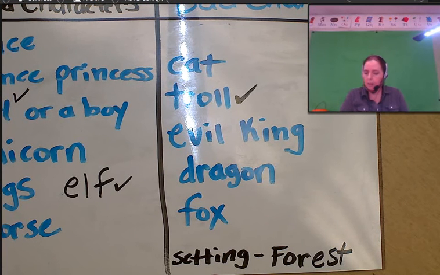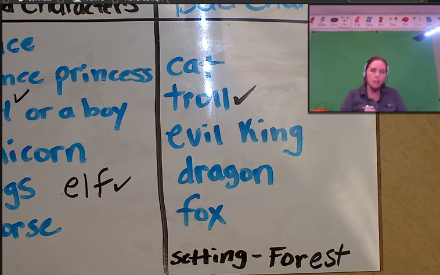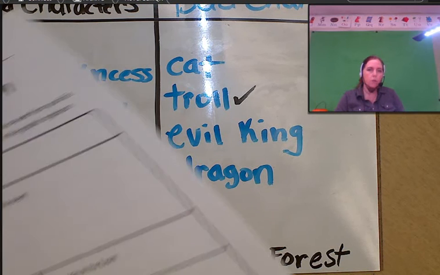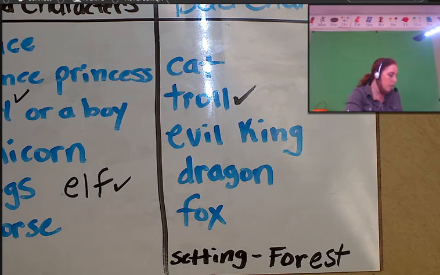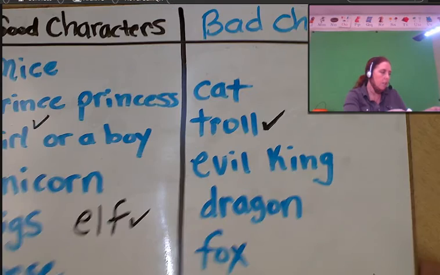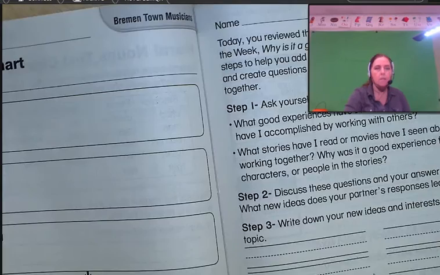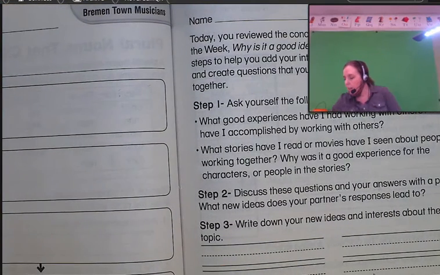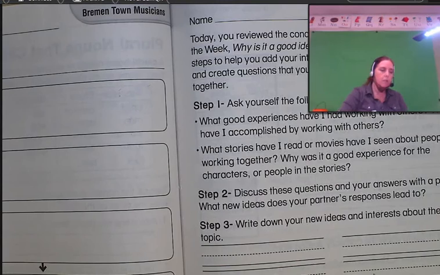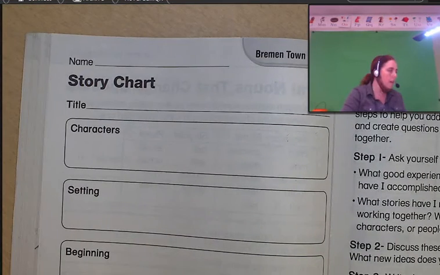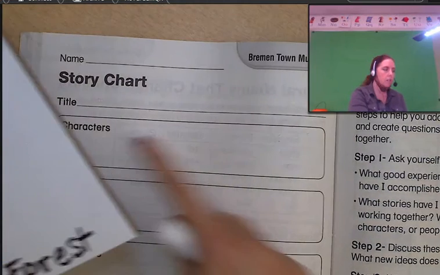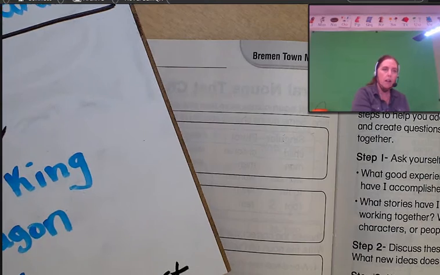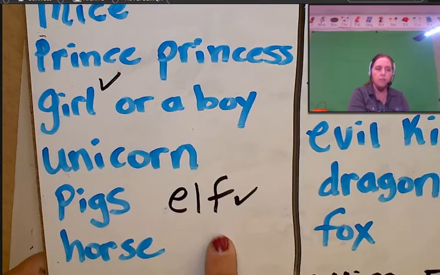So what I'm going to do is I can do two things. I can use this paper, but I think what I'm going to do is I'm going to go into my Reader Writers and I'm going to use my chart here because I need to do this lesson and I just would rather use this one. So now that I have marked off my characters, I'm going to go back to my little chart and I'm going to write under characters a girl, elf, and troll.